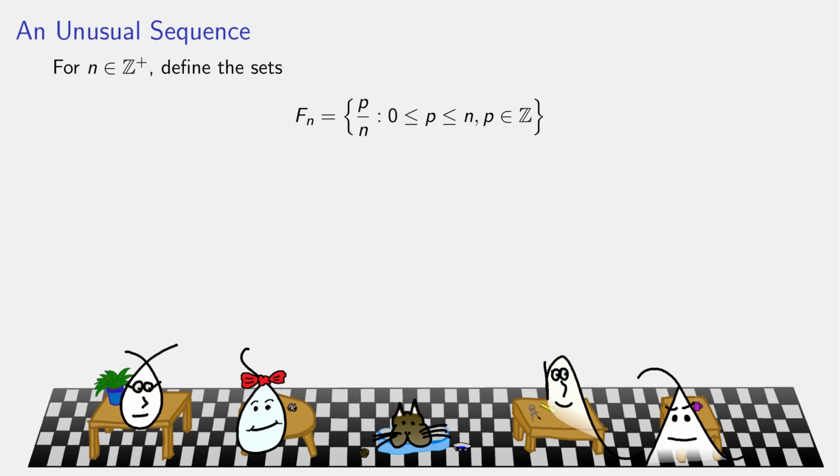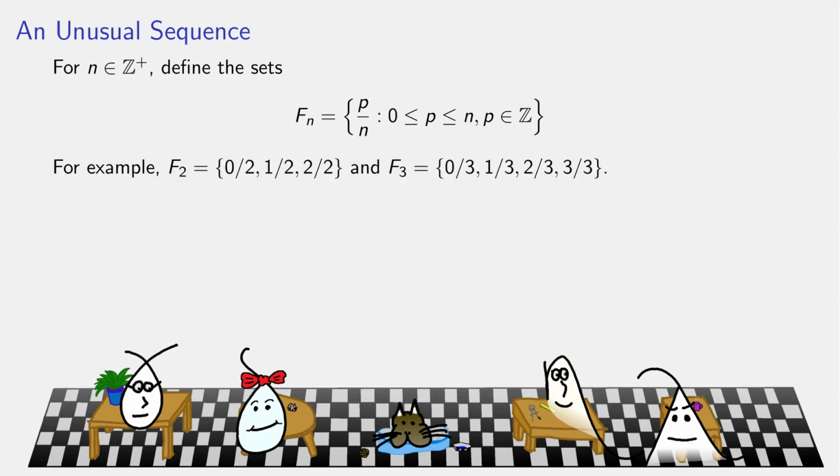Here is an example of a fairly unusual sequence. Let's start by defining some sets. For each positive integer n, I define f sub n to be all the rational numbers whose denominator is n, but notice the numerator goes from 0 to n, which means the number p over n goes from 0 to 1. So this is rational numbers in between 0 and 1 with a fixed denominator.